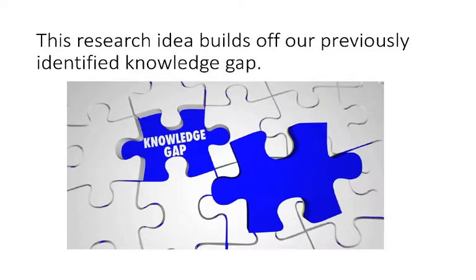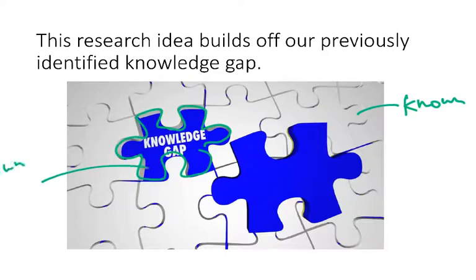And like I've mentioned several times already, this research idea builds off of our previously identified knowledge gap. So that's good because we've already done that first identifying knowledge gap step, right? So we'll build on that and take the next step. So in this puzzle piece analogy we've used before, all these existing pieces are the known knowledge, and what we're filling in here is what's currently unknown. And our research idea will address that.